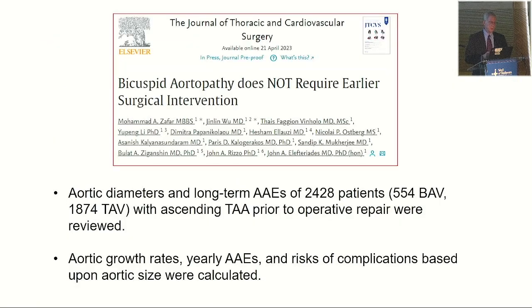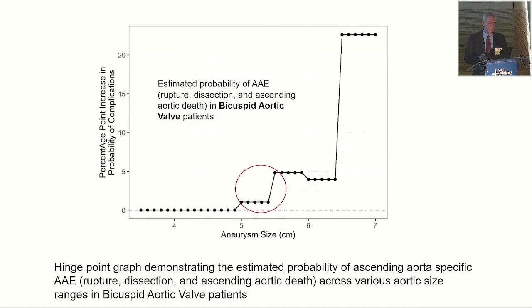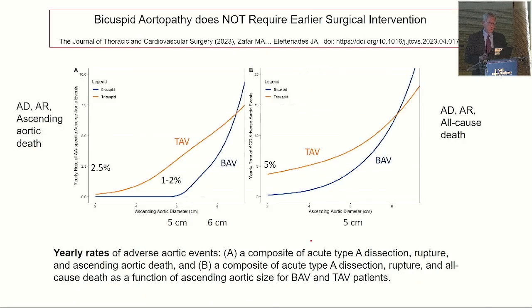And finally, this paper in press, from the same group, looked at aortic diameters and long-term adverse aortic outcomes in a very large group, almost 2,500 patients, of which 500 had bicuspid valves, and looked at growth rates, adverse aortic events, and risk of complications. And again, you can see the hinge point for an adverse aortic event in these bicuspid valve patients between 5 and 5.5 centimeters being in a range of about 1 to 5%. And there was no difference in this risk at about 1 to 2% at an aorta of 5 and a higher risk of about 3 to 5% as the aorta got larger.